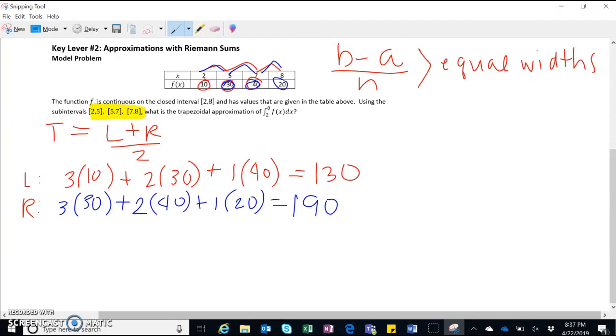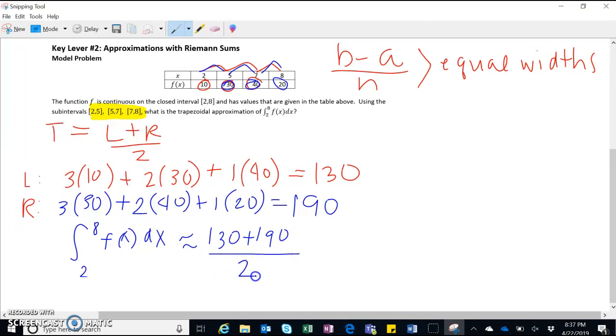So what I'm able to conclude based on all of this is that the integral from 2 to 8 of this function is approximately equal to the average of those two summations. So 130 plus 190 over 2, which if I do some thinking, hold on, I'm too tired to do mental math right now. I'm pulling up a calculator on my phone real quick. 130 plus 190 over 2, 160. I should have known that. Sorry, y'all. And there we go. I've got my trapezoidal approximation.